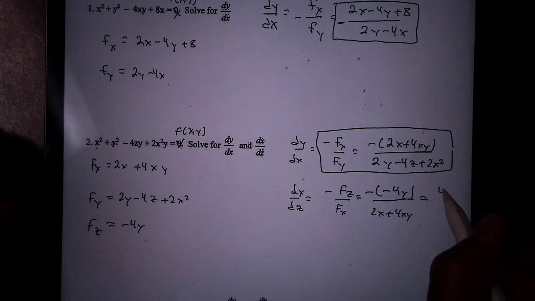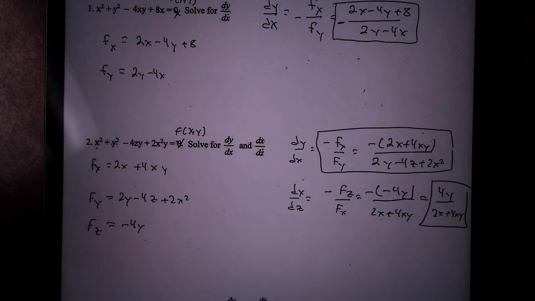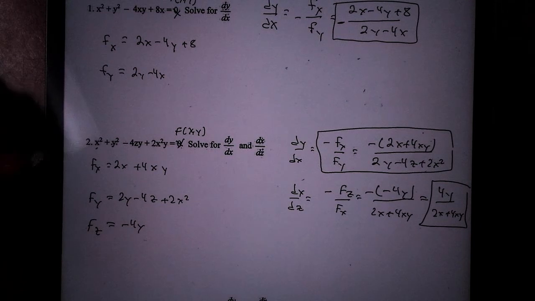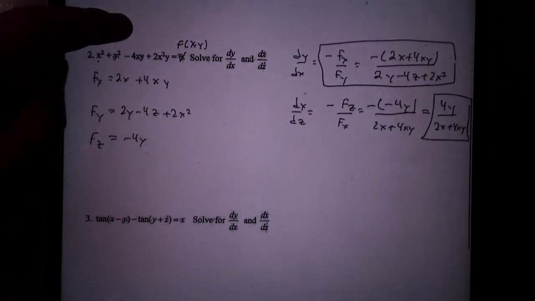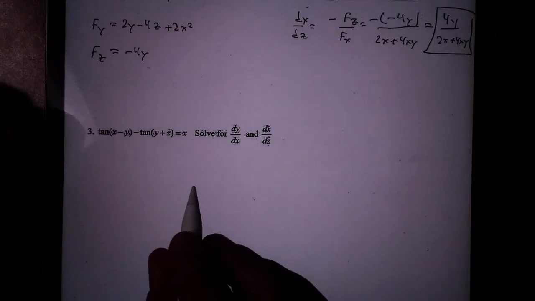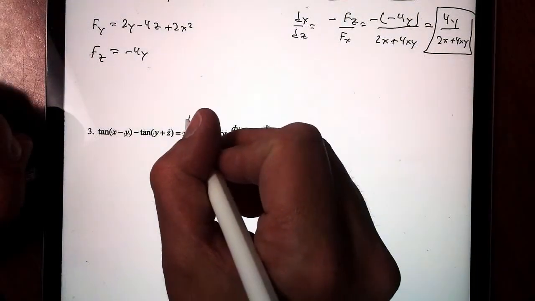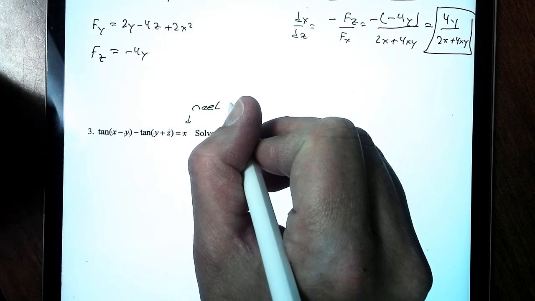And you can simplify that, make it 4y over 2x plus 4xy. And again, you can even divide out by 2 if you feel like it. Very easy to do. All right. Now the last one's a little bit trickier, because if you notice, oh no, it's not equal to xy. So we need to make it equal to xy, f of xy.